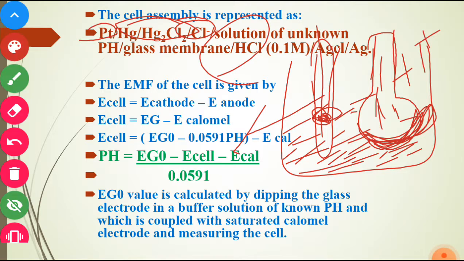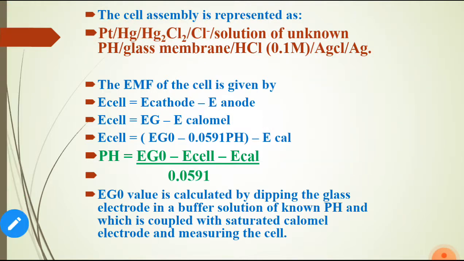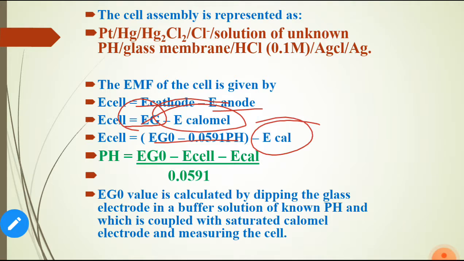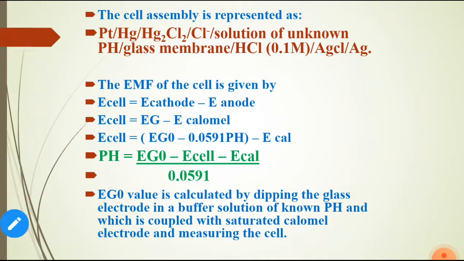The EMF of the cell is given by E cathode minus E anode. We all know that E cathode is the glass electrode, whereas E anode is the calomel electrode. Finally, E cell is equal to, as we discussed for the glass electrode in the last class, the final equation Eg is equal to Eg naught minus 0.0591 pH. We have to substitute here, and take the E calomel as it is. Then we want the pH. For that we have to take this term to this side and send this term to the other side. What do you get?